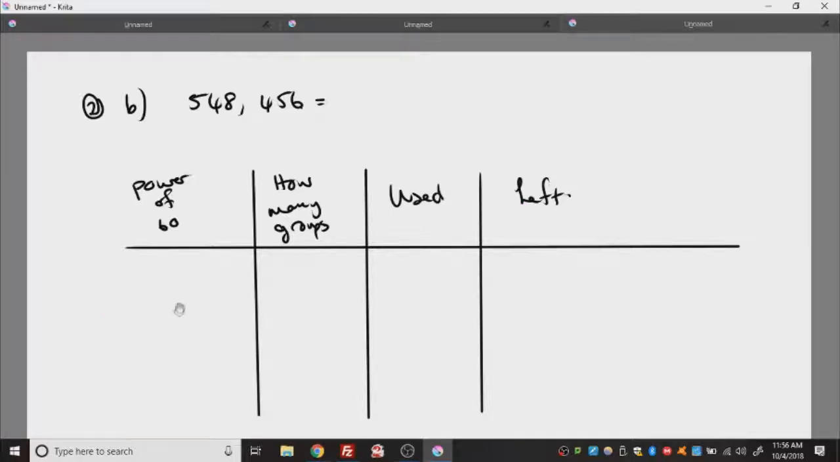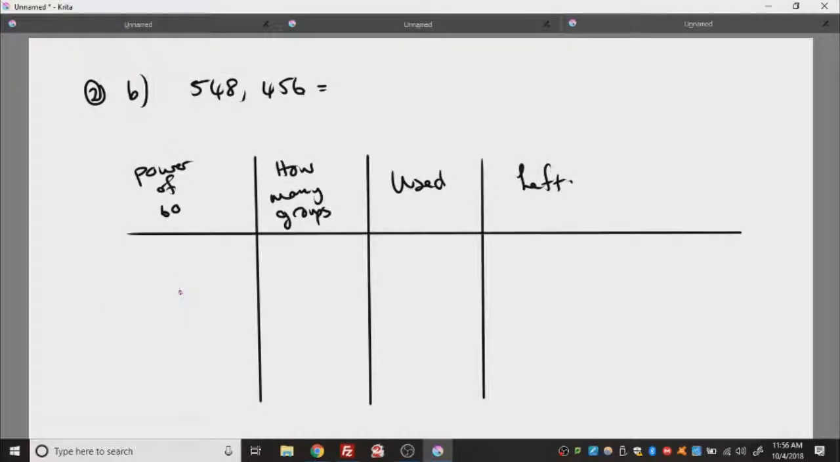So what is the largest power of 60 now? Well, I've learned 60 cubed is 216,000, and that can fit in. But the next one, not that I know what it is, definitely won't. 60 cubed is 216,000. So it's definitely handy to remember these: 3,600, 216,000.